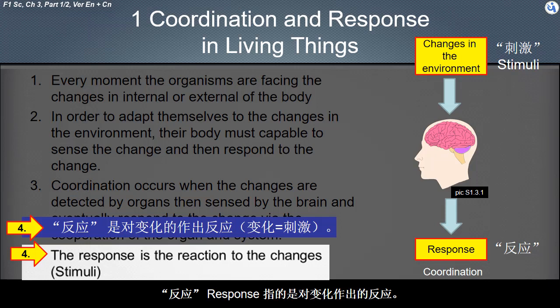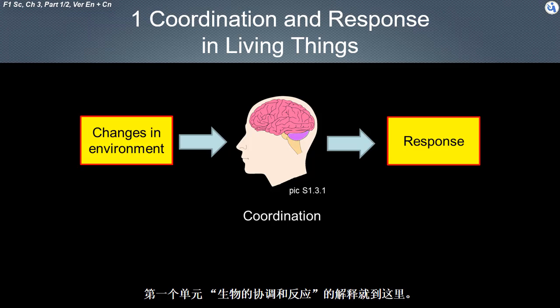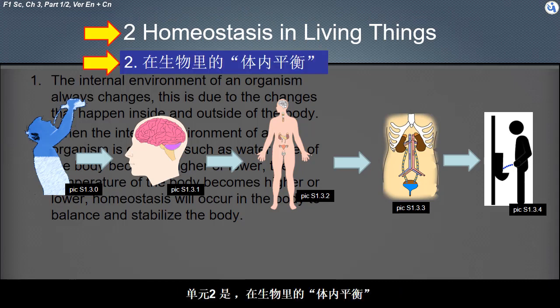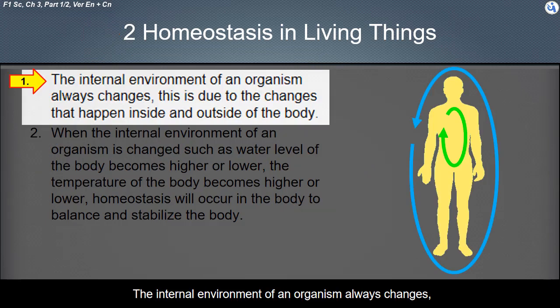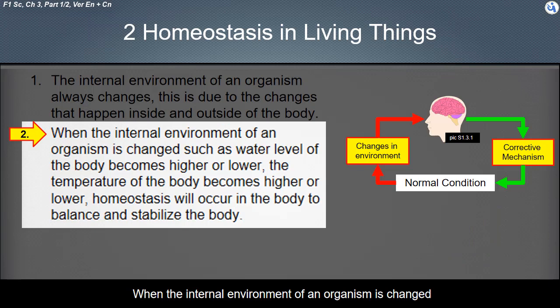The explanation for the first topic, coordination and response in living things, ends here. The topic 2 is homeostasis in living things. The internal environment of an organism always changes. This is due to the changes that happen inside and outside of the body.